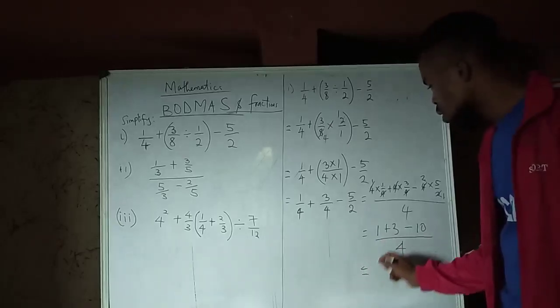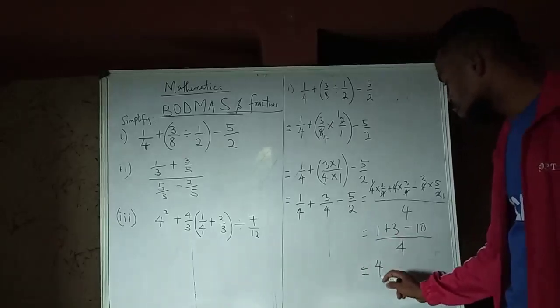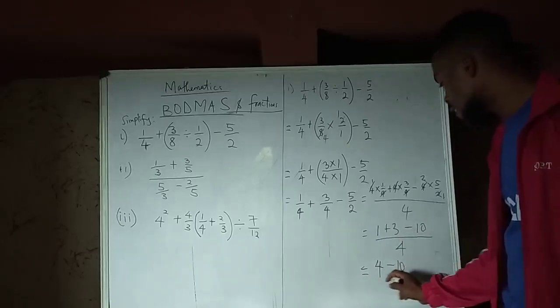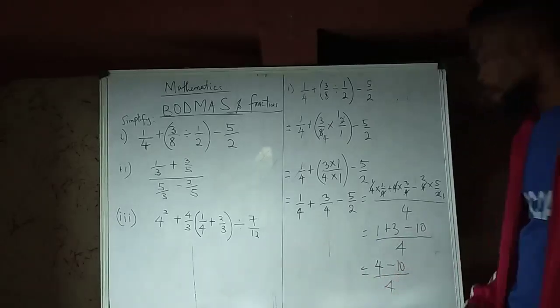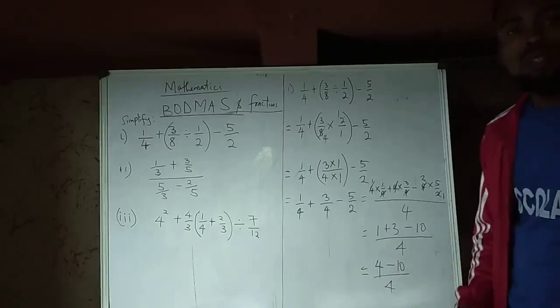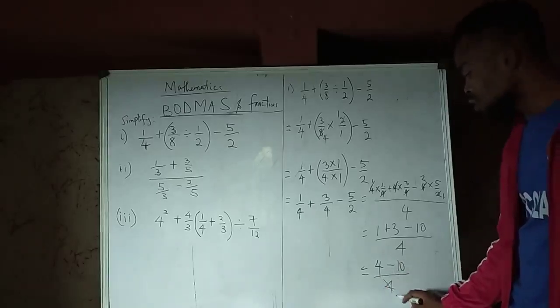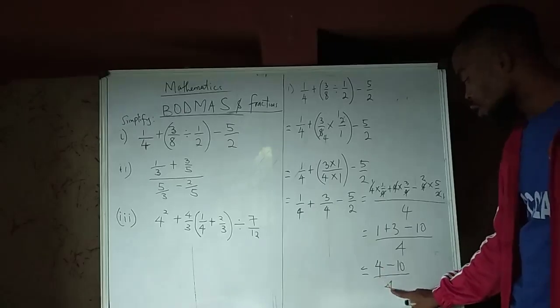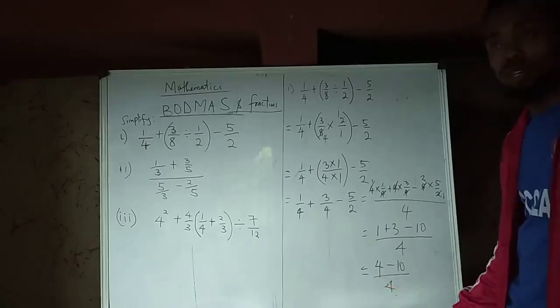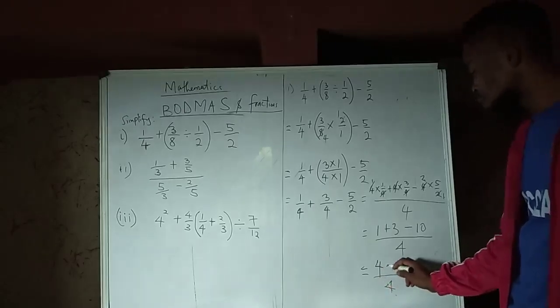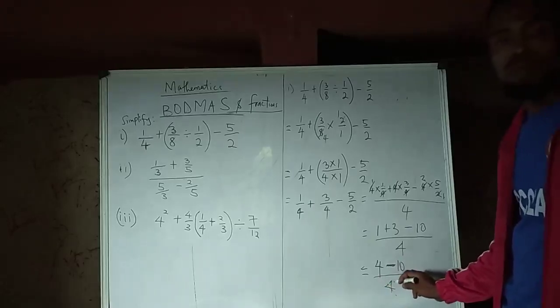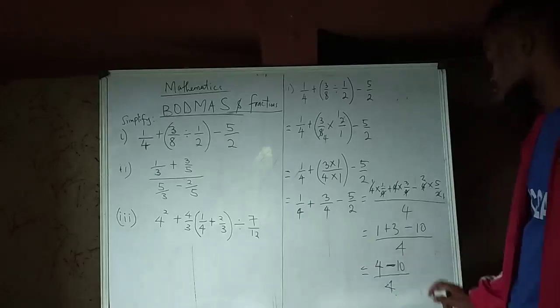Okay, so 1 plus 3 is 4, right? Minus 10 divided by 4. Now some people are always tempted at this point to want to cancel this 4 and this 4. It is not done in mathematics. You cannot do that because this is a subtraction sign. If this was a multiplication sign, then you can do that cancelling.